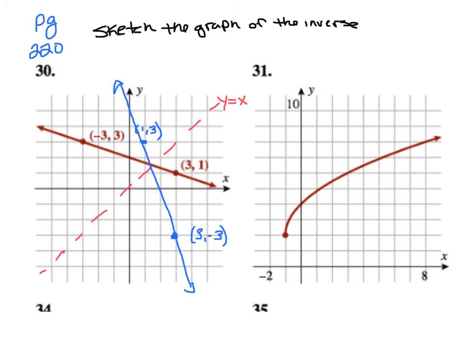Alright, so now let's do number 31. I'm going to first sketch my y equals x axis. Now I'm going to take a couple points and move them around. So we have one point right here. I'm going to change my color. That's negative 1, 2. Then we have this point right here, which is 3, 6. I'm going to flip that over the y equals x axis.